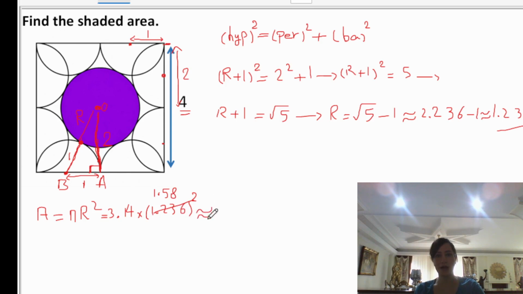the area of this purple circle is approximately 4.8. So the area of this purple circle is 4.8. We are done.